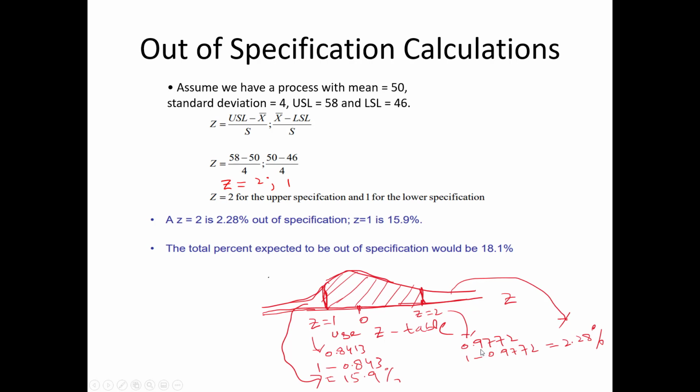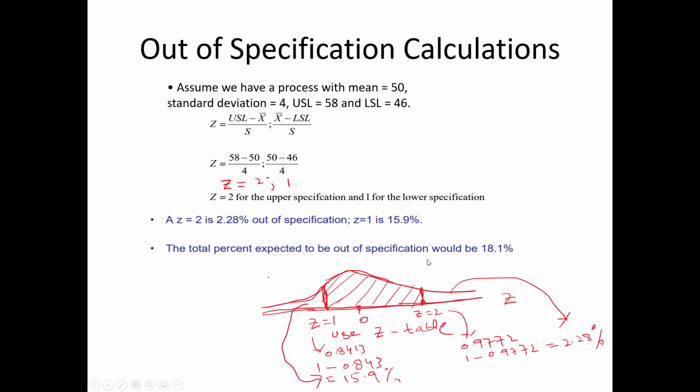The total area is equal to 1. For Z equal to 2, the value in the table is 0.9772. So 1 minus 0.9772 gives 2.28% area on the right side, and 15.9% is on the left side. Adding these two, 15.9 plus 2.28, will be equal to 18.1%. So the total percent expected to be out of specification would be 18.1%. This way you will calculate how much is inside the specification limit and how much is outside.